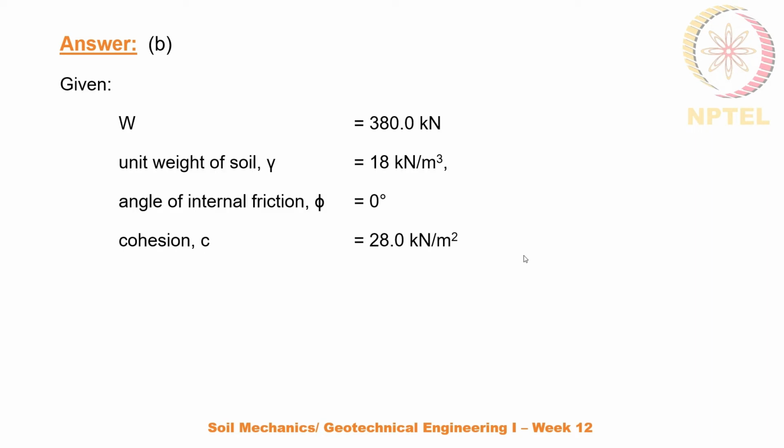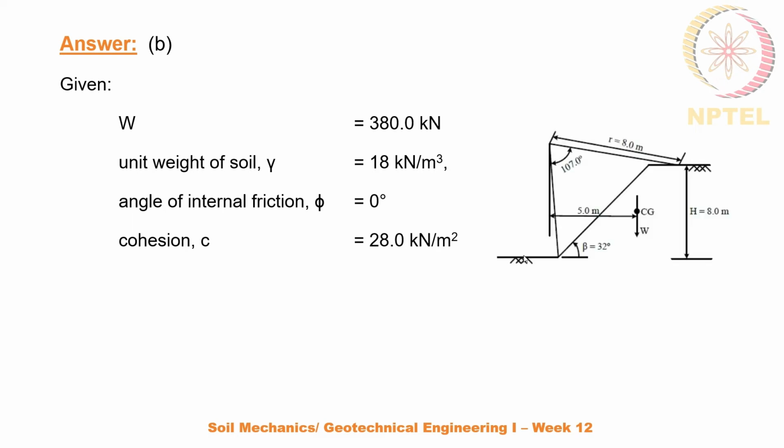So, we are given the weight of the soil wedge as 380 kilonewton, unit weight of soil as 18 kilonewton per meter cube, angle of internal friction phi as 0 degrees, and cohesion C as 28 kilonewton per meter square. So, this was the soil slope that we were given. So when we have to determine the factor of safety against sliding, we need to determine both the restoring moment and the sliding moment.